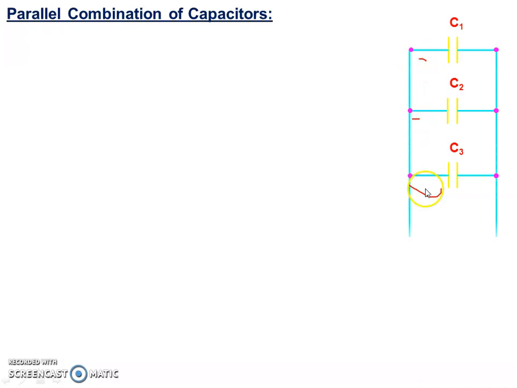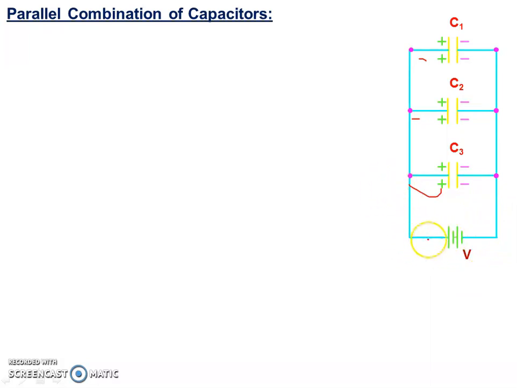Now the parallel combination. In parallel combination there are again three capacitors. We should connect the first terminals of each capacitor to each other, and the second terminals also connected to each other, right. Then this combination is connected to the potential voltage supply, right. This is the power supply. Now a DC power supply is connected.